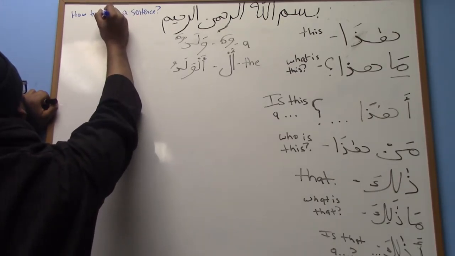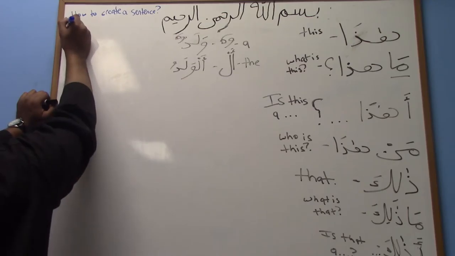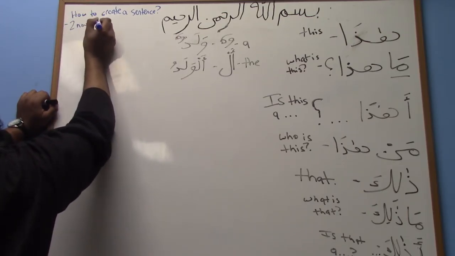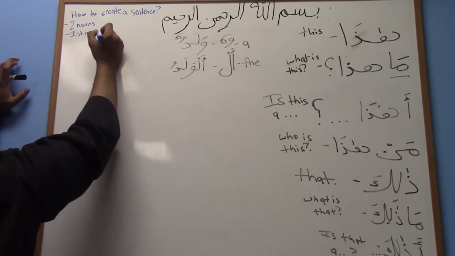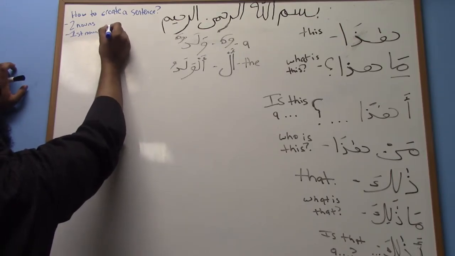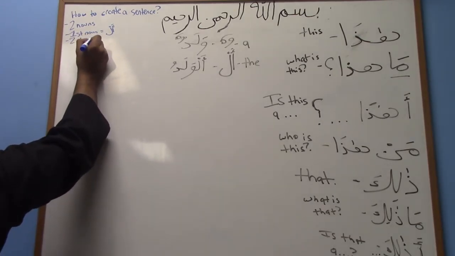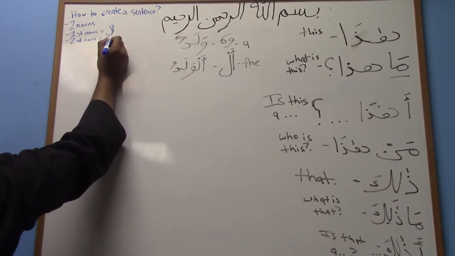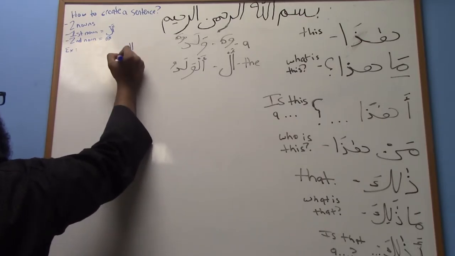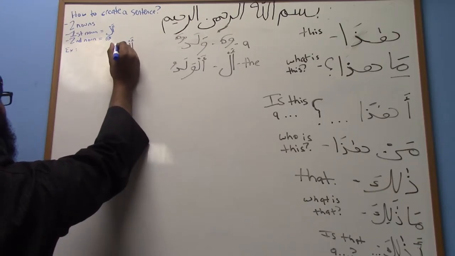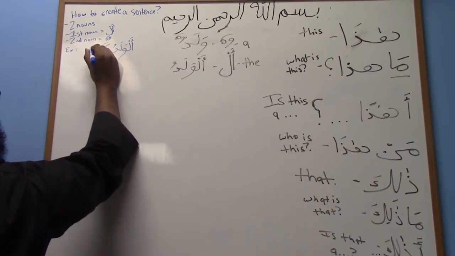How to create a sentence. The first rule is what? Two nouns. We need two nouns. Second rule, the first noun must have Aleph and Lam, Al. And the third rule is that the second noun must have Tanween. So for example, we want to say the boy is big. Al-waladu kabir. Good. Al-waladu kabir. Okay, the boy is big.